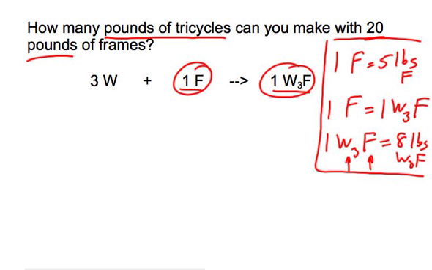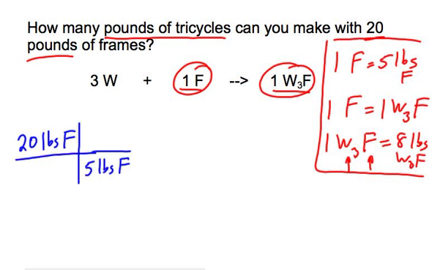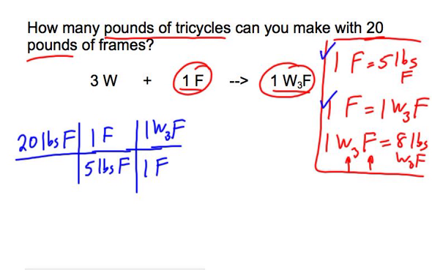So if I do this, I would say, okay, I have 20 pounds of frame. And I know that every 5 pounds of frame gives me 1 frame. So that's essentially 4 frames right now, but we'll hold off on that. I know that 1 frame makes me 1 tricycle. Again, I'm just using these things here. I've used the 5 pounds for 1 frame. I've used the 1-to-1. And then I know that 1 tricycle is 8 pounds. So I'm using this third conversion.